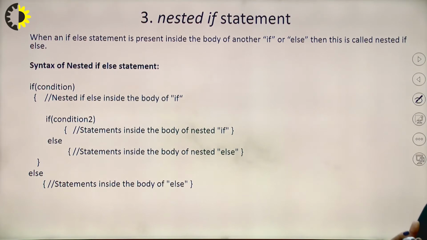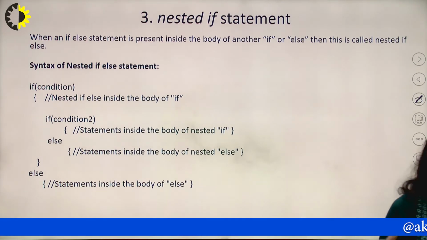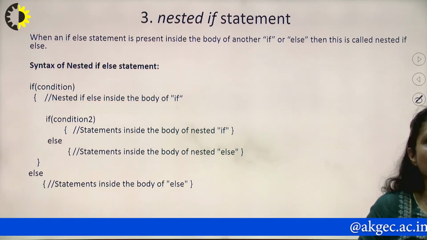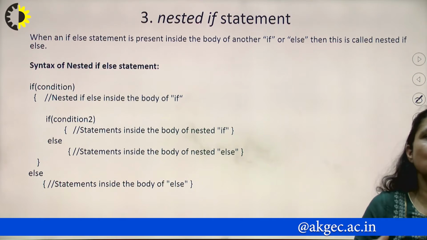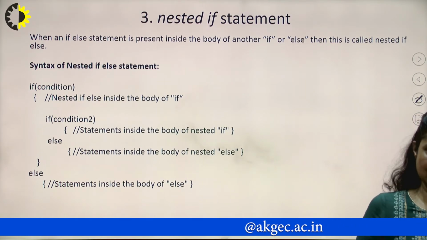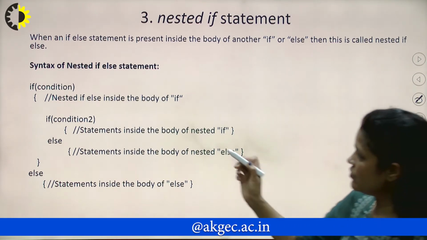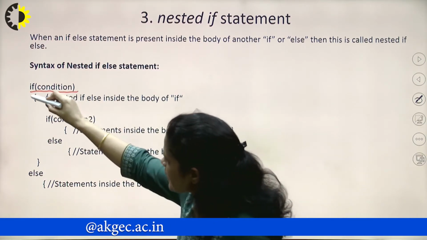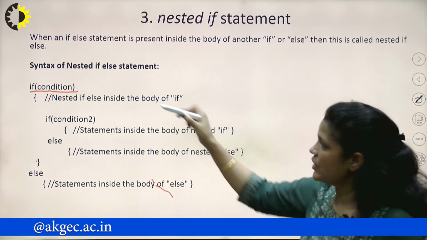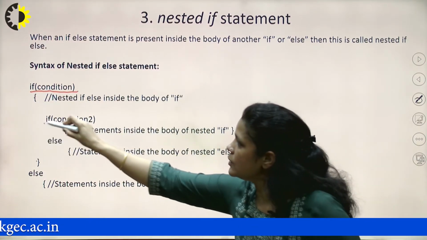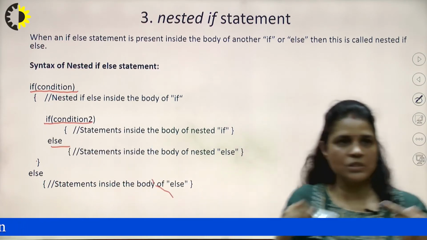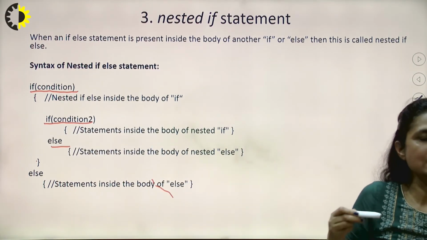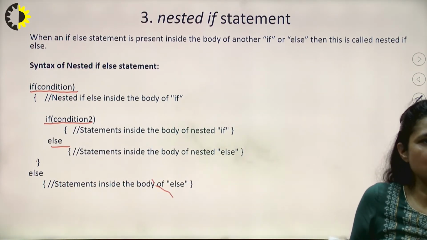When an if statement or if-else statement is present inside the body of another if or else statement, it is called a nested if-else. Here we can see this is the if and the condition, and inside this if's body we again have another if and else statement. So this is one level of nesting of an if-else statement.